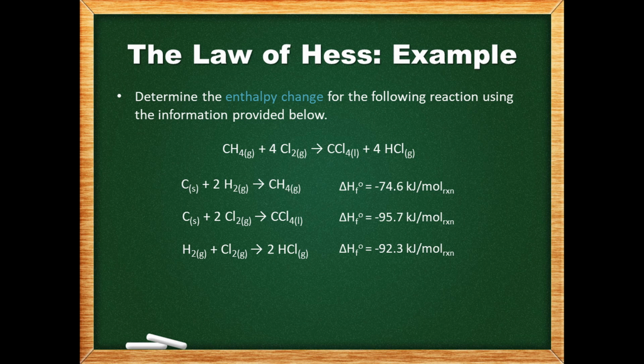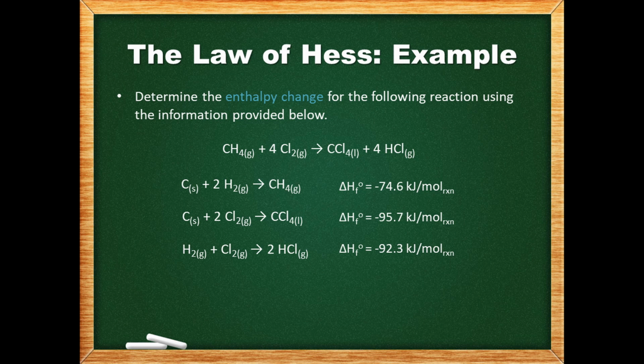Now let's try an example. We need to use the law of Hess to determine the enthalpy change for the following reaction, using the information provided. Essentially, we need to manipulate these equations and add them together to get the overall reaction. We can begin by looking for species that appear as reactants or products in the overall reaction, which can tell us whether a reaction needs to be reversed or not.